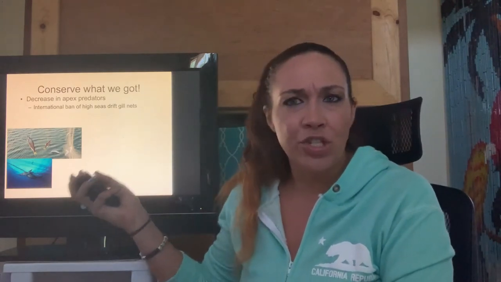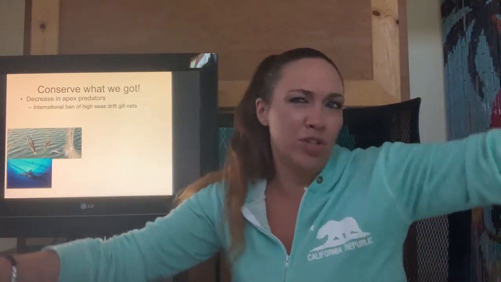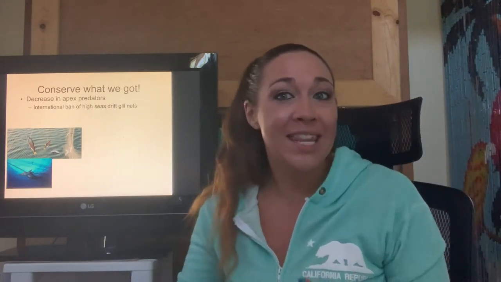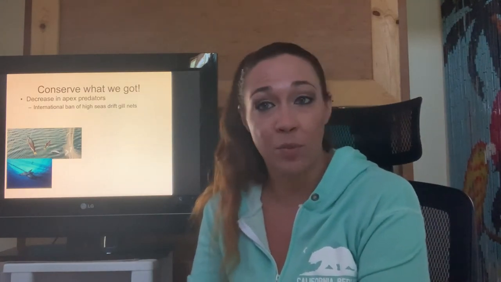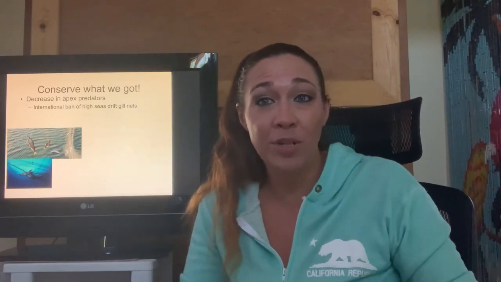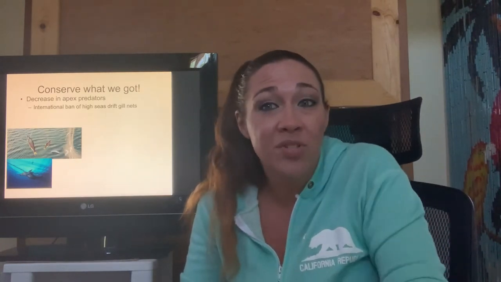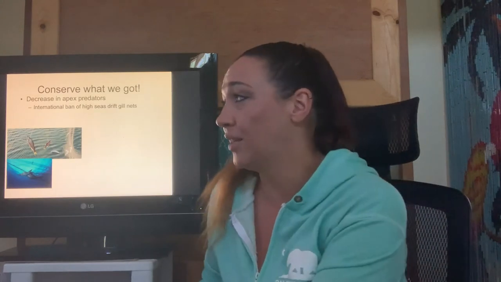So seasonal closures are a big one. Catch limits are a big one. Getting rid of gill nets. These super huge nets that we just throw in the ocean that catch whatever, get rid of them, okay? We don't need this much. Sell less. Unfortunately, that means selling it for more, so it becomes more expensive. But that's probably just how it has to be. Otherwise, we're going to lose it all.